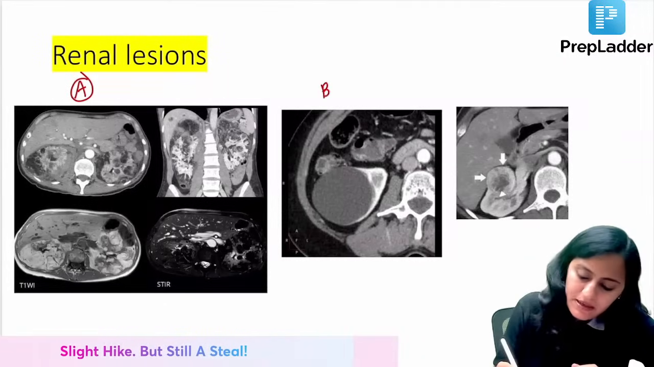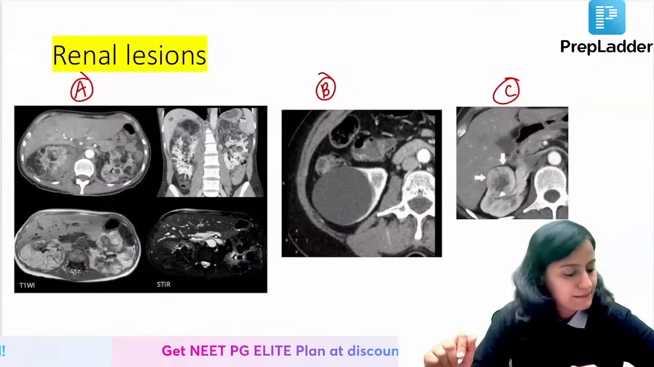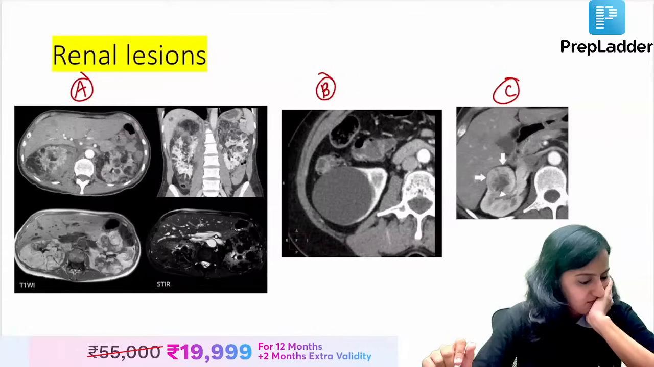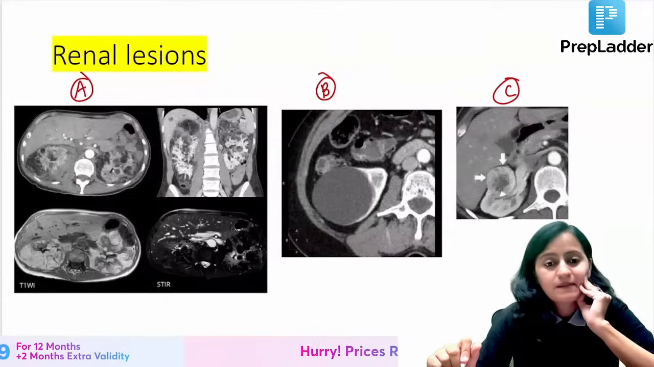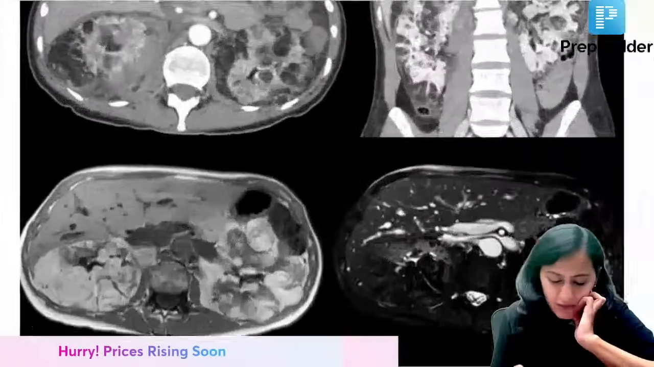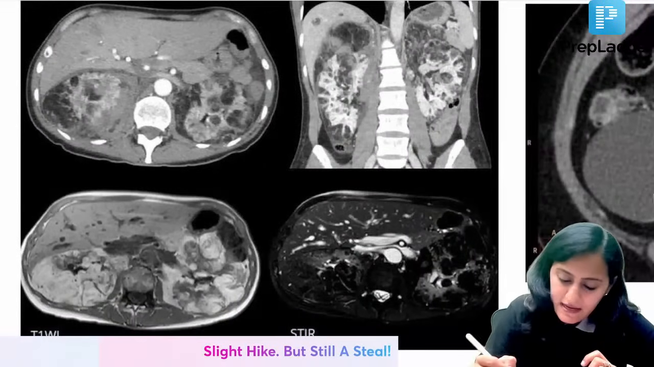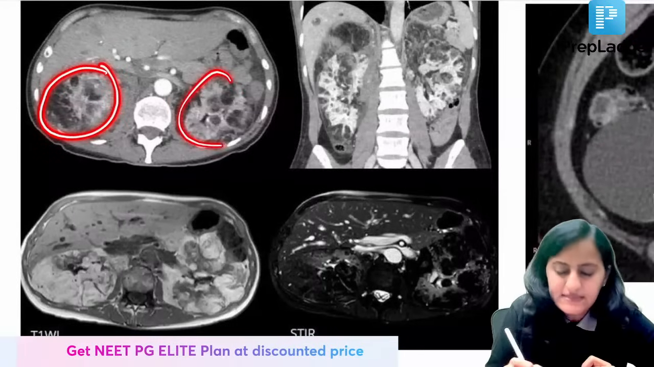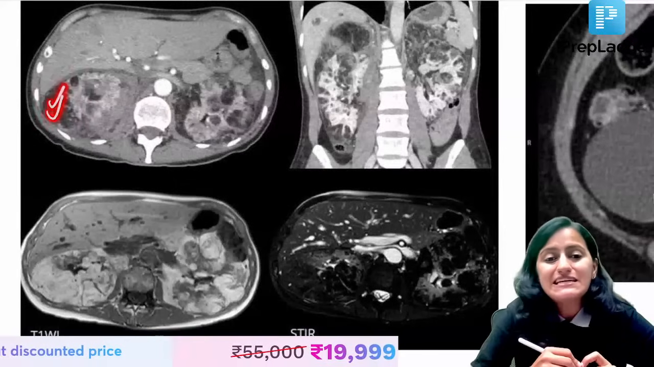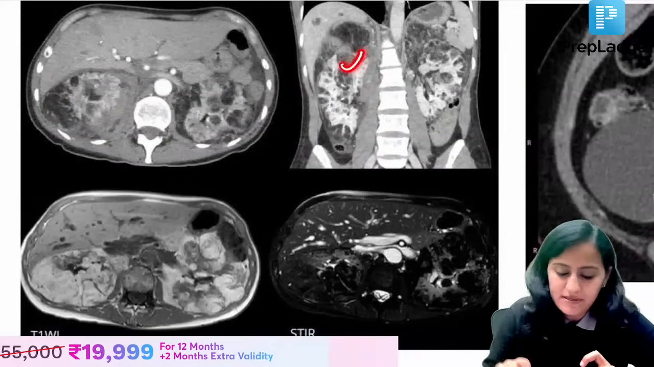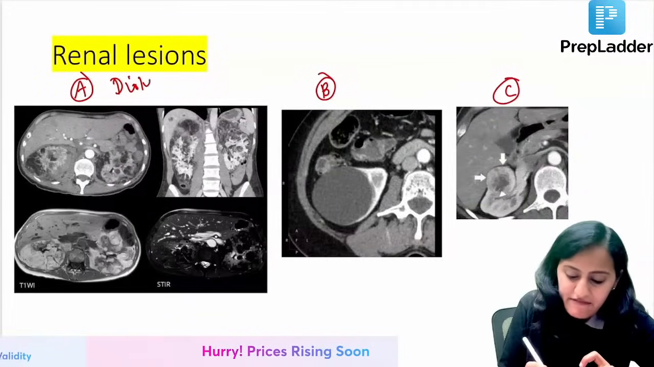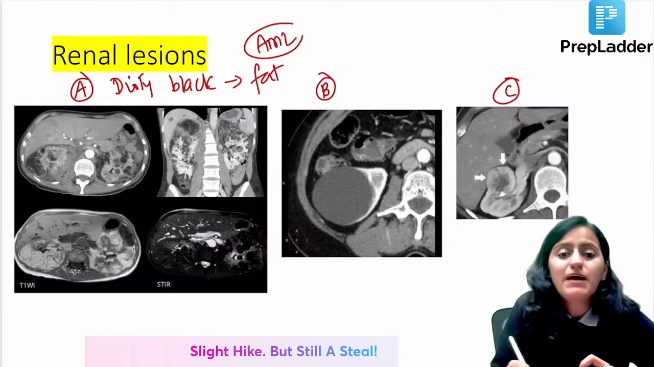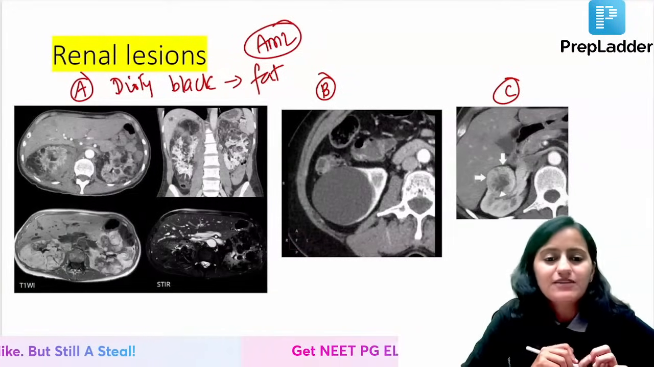Image A, image B, image C. What all is seen in this? The first image here, what are you seeing here? Okay, first of all, look here: this is the CT one and this is the MRI image. In CT, you can see the renal lesions which are showing dirty black appearance. Dirty black on CT is fat. Jet black is air. Dirty black is fat containing angiomyolipoma. Fat is lipoma. Angiomyolipoma.